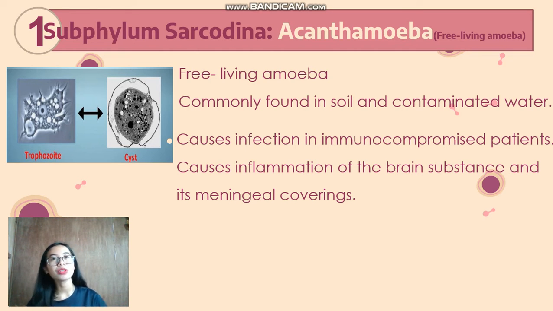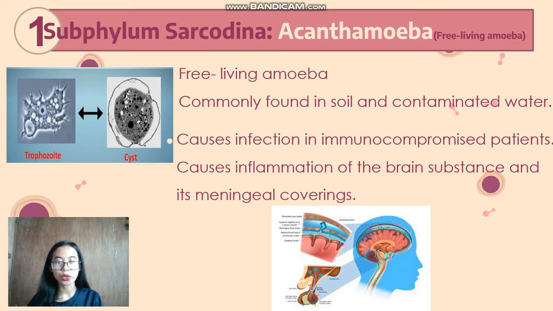So when we say immunocompromised patients, it is the body's immune system defenses being low, which affects the ability to fight infection. It also causes inflammation of the brain substance and its meningeal covering. The meningeal coverings provide a support framework for cerebral and cranial vasculature. The three layers of meninges are the dura mater, the arachnoid mater, and the pia mater.